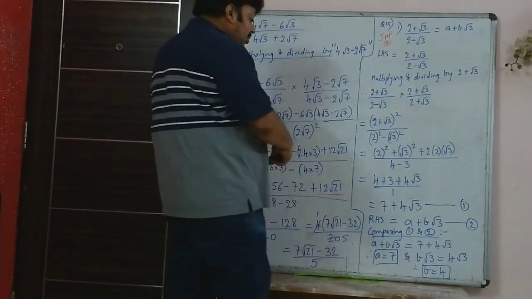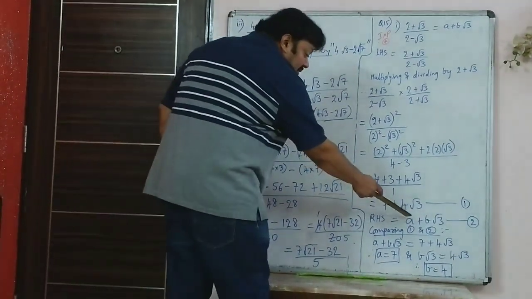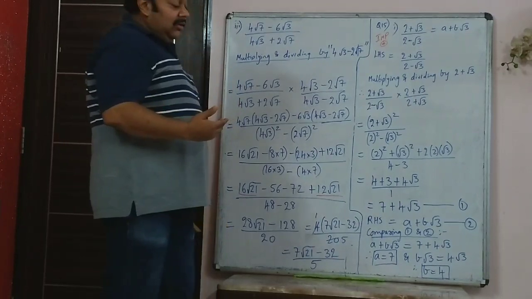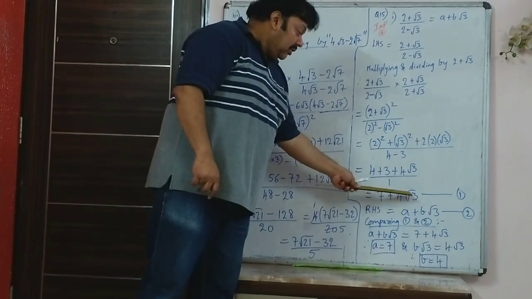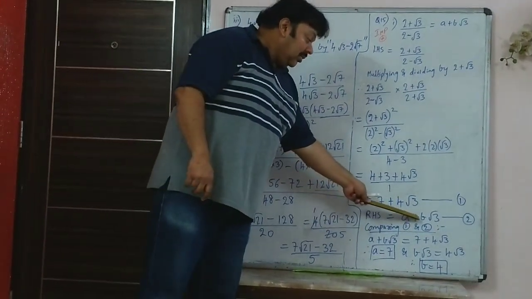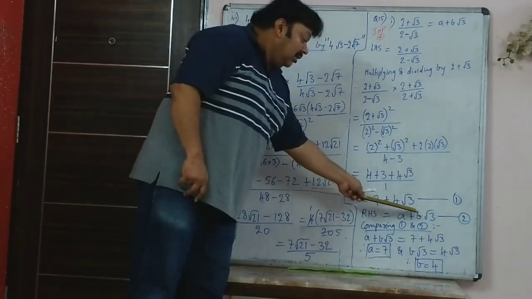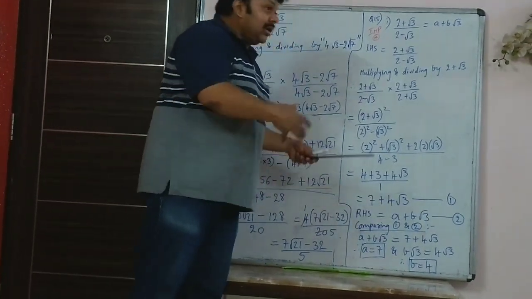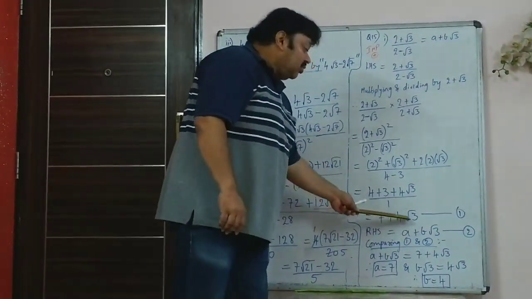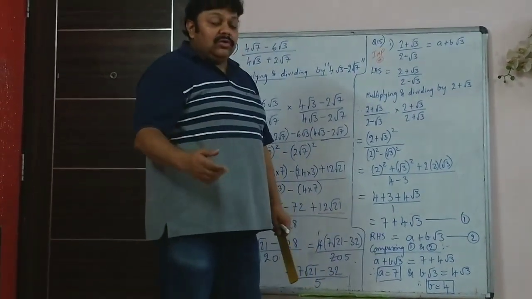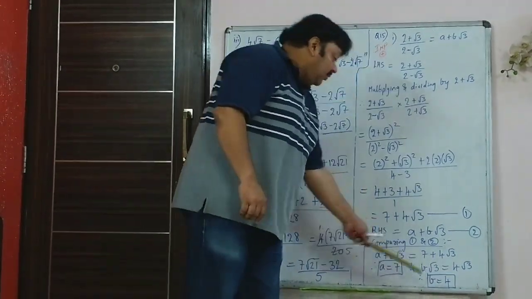Now how do you compare? Some people find it difficult to compare also. So in that case you have to see which term is constant that doesn't have any root value. Those two numbers will be same. The one with the root here is 4 root 3, and here the number with the root 3 is b root 3. So you will compare apples with apples and oranges with oranges. You will say a is equal to 7 and b root 3 has to be equal to 4 root 3. So root 3 will get cut and what you are left with is b is equal to 4.